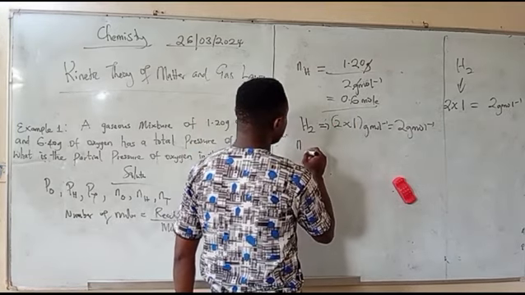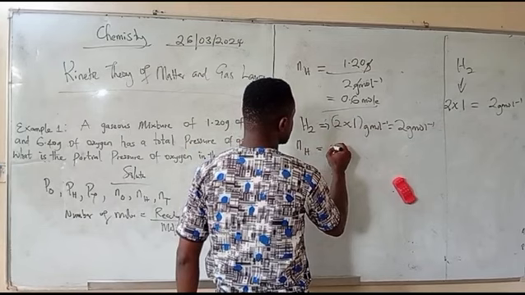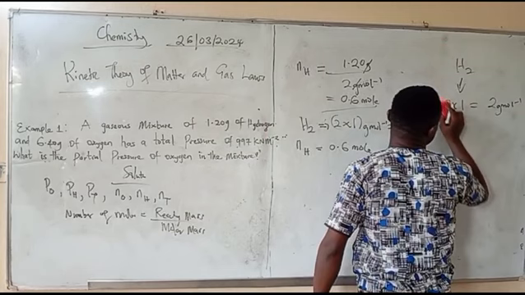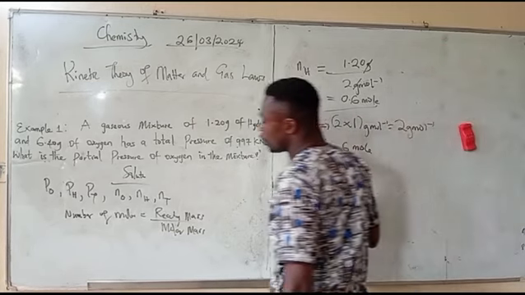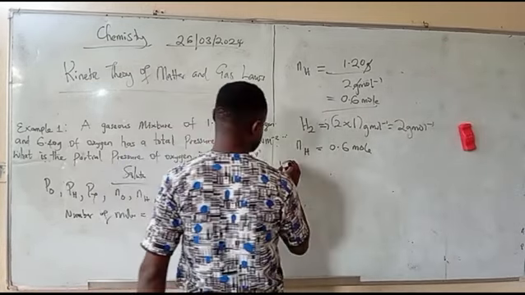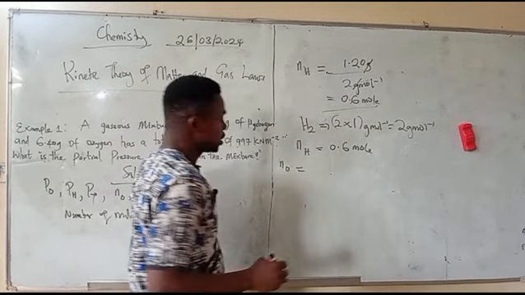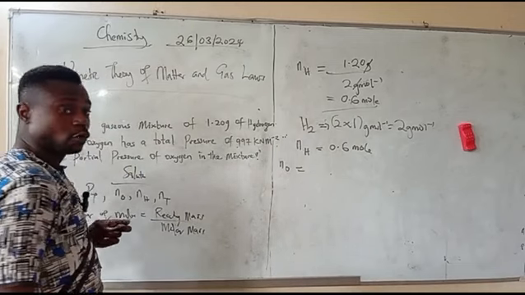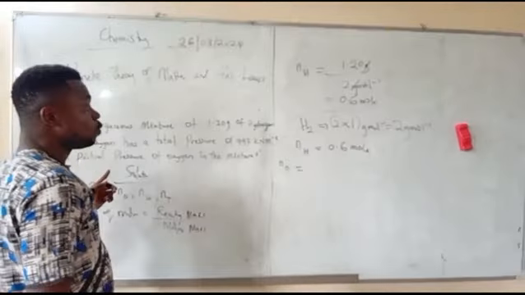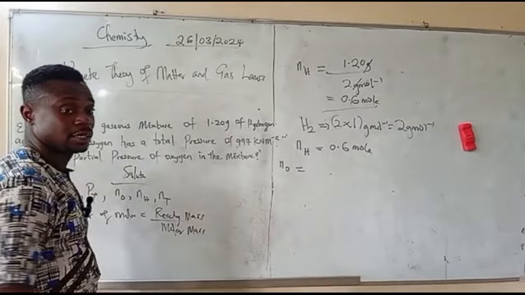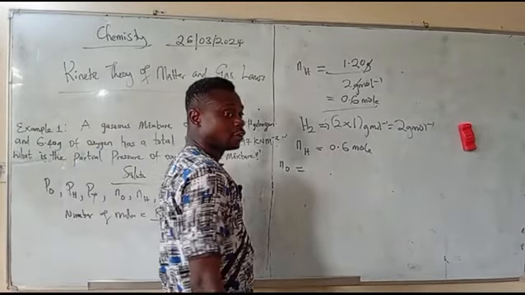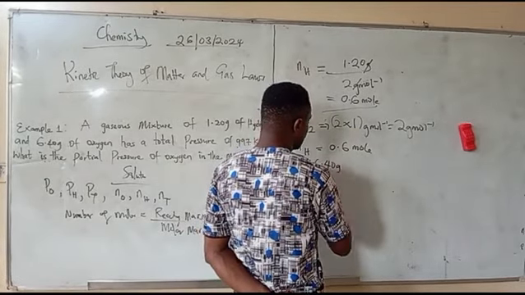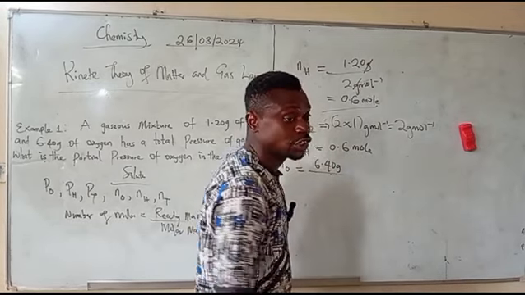So the number of moles of hydrogen is what? Now the number of moles of oxygen. From the question, what is the actual mass of oxygen here? From the question, it is 6.40 grams. The molar mass of oxygen is what?